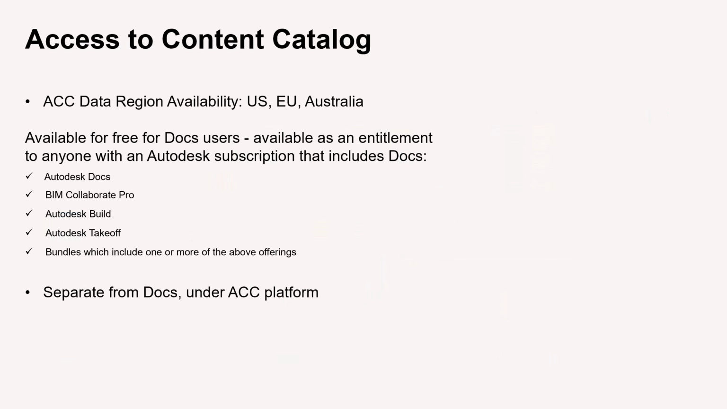And just a few more things to be aware of regarding the access to Content Catalog. Currently it is available in the US, EU, and Australia ACC data regions. And as I mentioned in the previous slide, Content Catalog is available at no extra cost to anyone with an Autodesk subscription that includes Docs. However, these are two separate products. Content Catalog does not rely on Docs files, projects, and interface.